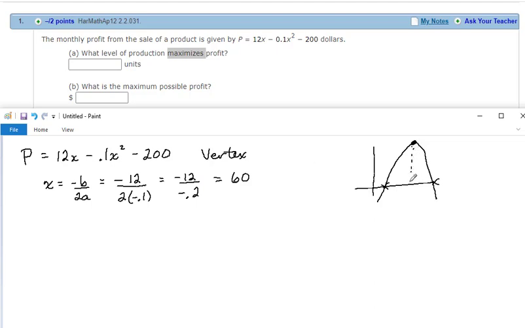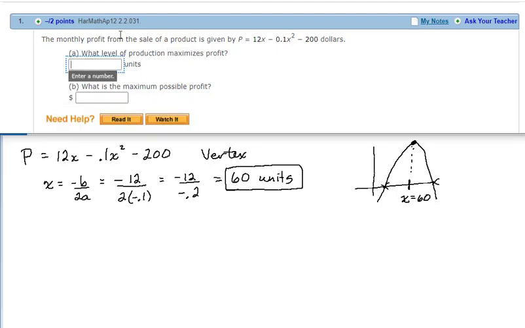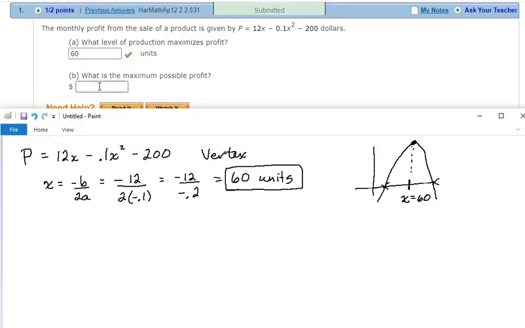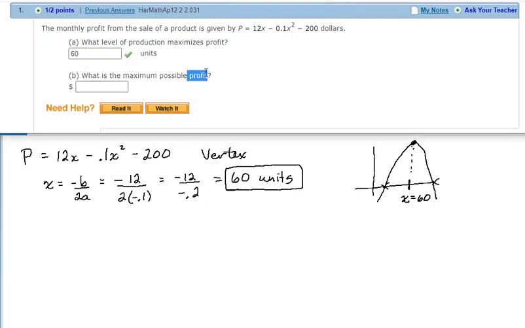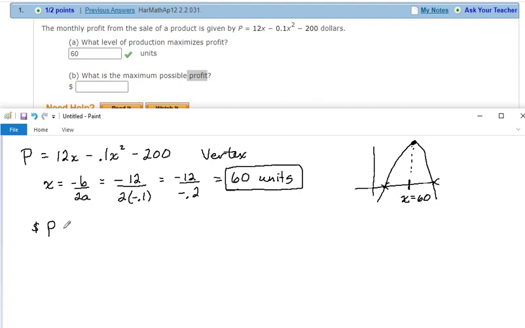That gives me the x coordinate for the vertex point. That is not the value of the profit. That's not $60. That 60 is an x, and x represents the units. So that gives me this first part of the answer. Then for part B, how to find the profit. The dollars is a profit value, which is P. So you want to take profit and plug the 60 back into it.